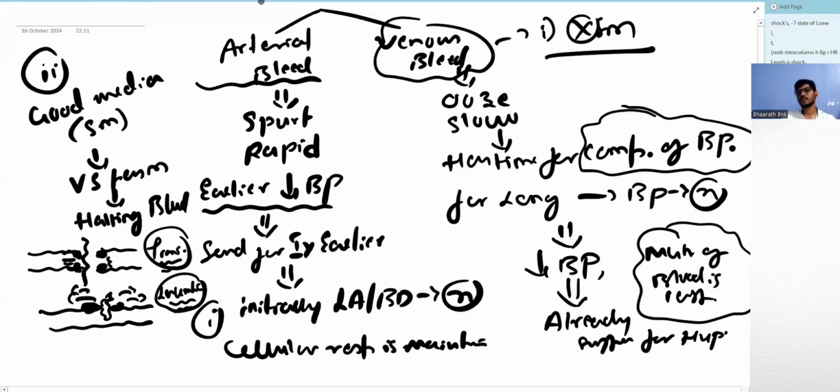And that is why in a venous bleed, at the time of hypotension, you get these levels. Obviously, lactic acid will be elevated and base deficit will be higher. Right? So the point is that in an arterial bleed recognized at the time of hypotension, the cellular respiration is still maintained. But in a venous bleed, by the time hypotension is recognized, the cellular respiration is already gone. Right? Is this clear?